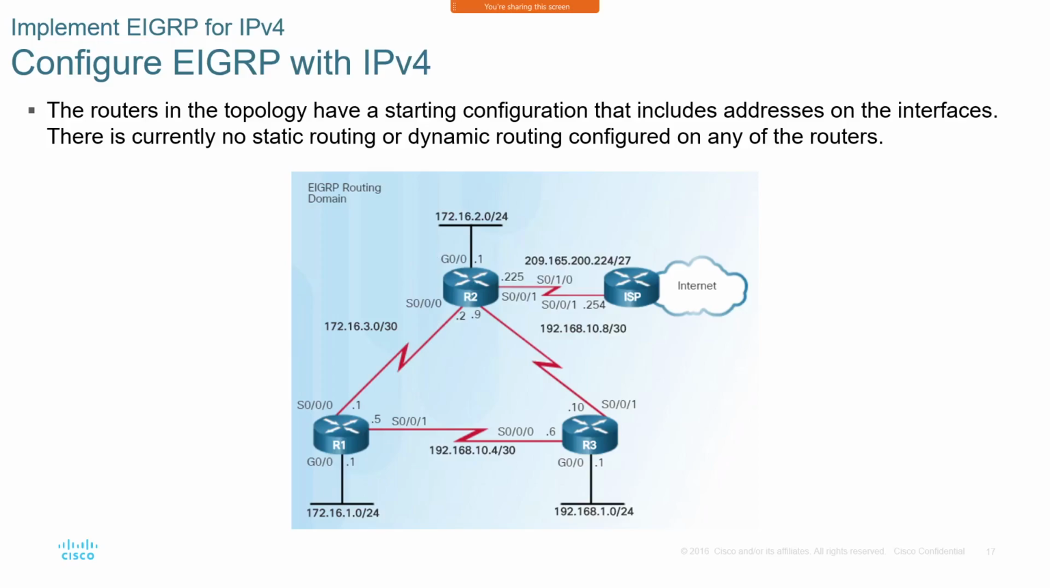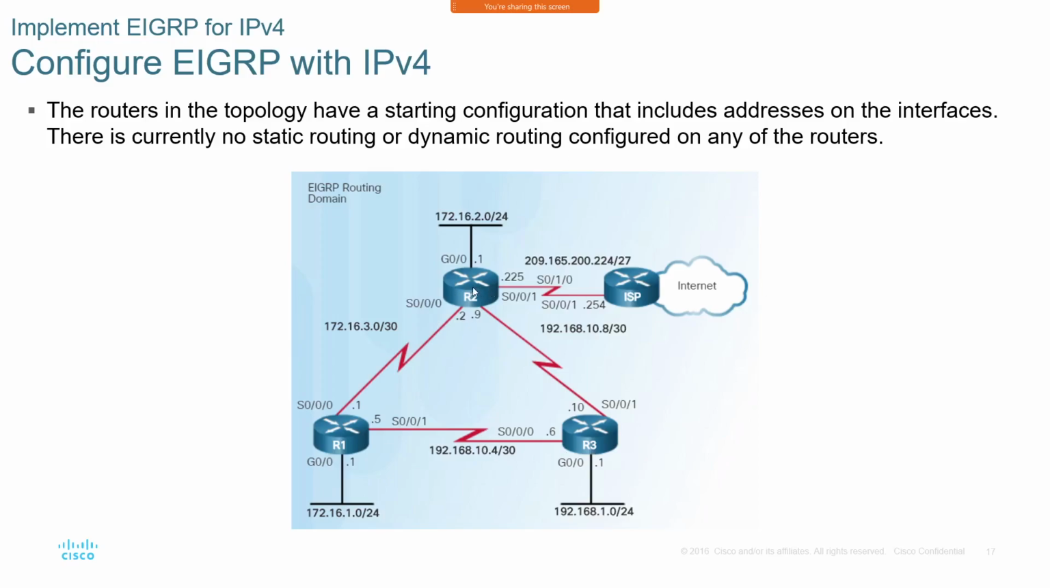Now, can anyone tell me if router 2 knows how to get to the internet? And can anyone tell me if router 2 is able to reach the LAN connected to router 1 and the LAN connected to router 3? Does router 2 know how to do that by default? Yeah, it doesn't know how to do that, and that's where we're going to be needing a dynamic routing protocol. In this case, we're going to be using EIGRP in order to exchange information.